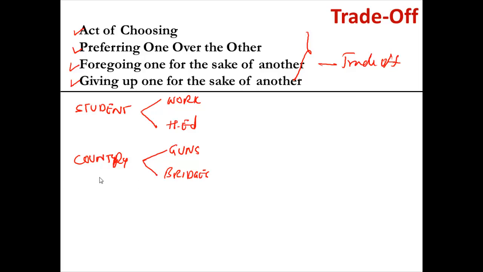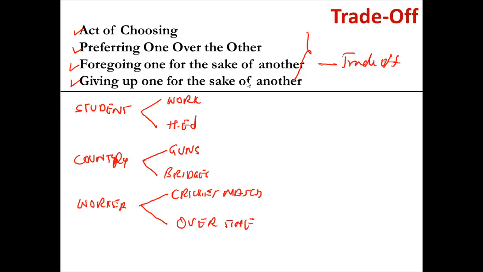Or another example is a worker who can choose between, let us say, a cricket match or overtime work. Okay, he can choose.